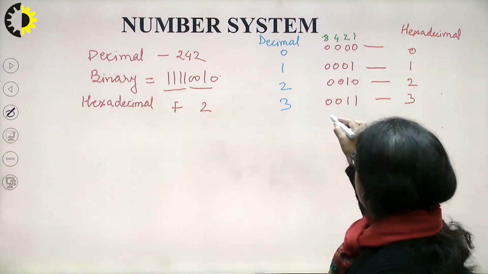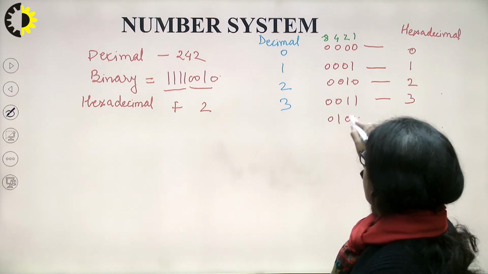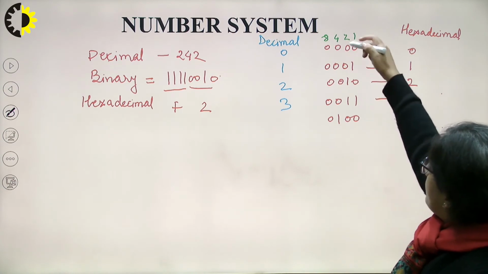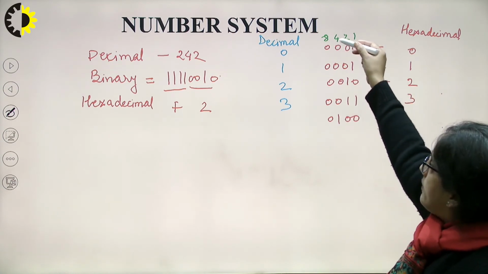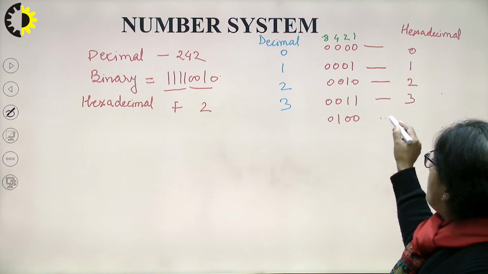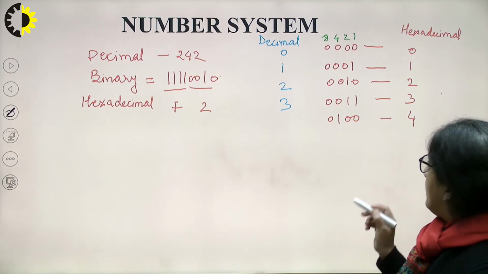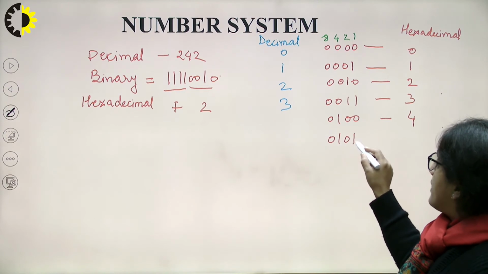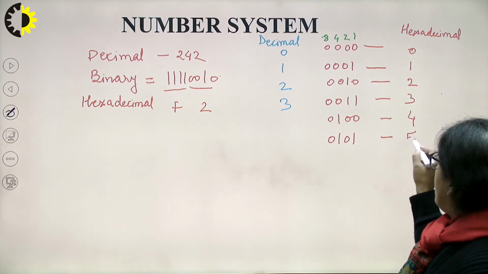Now 0, 1, 0, 0. If you go with the expansion form, it will be 1 into 2 raised to power 2, that is 4. So it will be equal to 4. Then if I go with 1, 0, 1, that is 4 plus 1, that is 5.